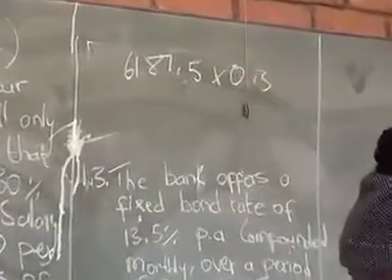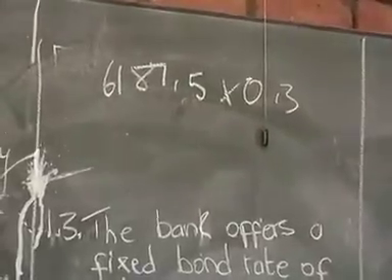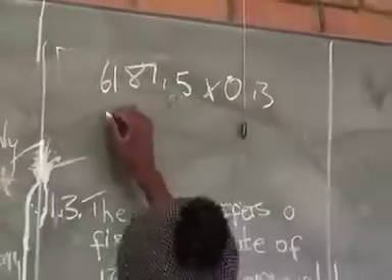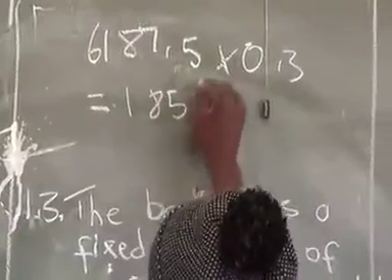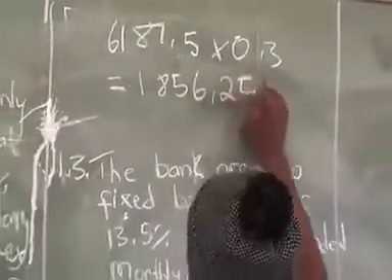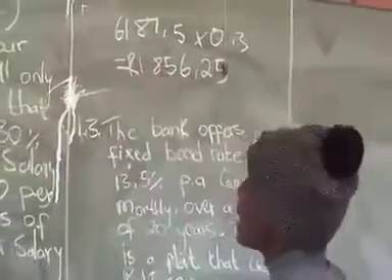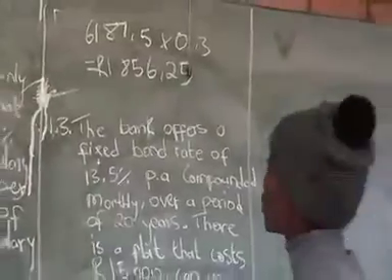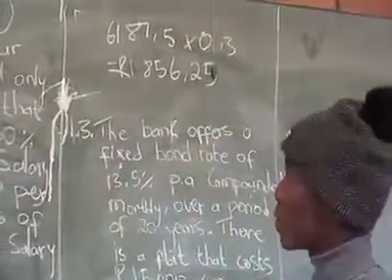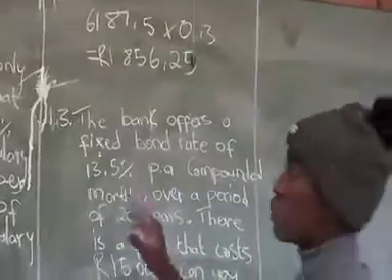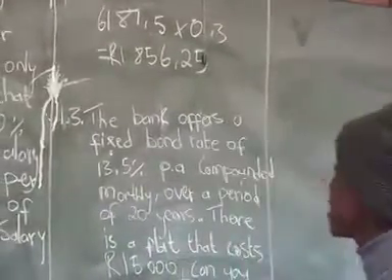Let me calculate this one quickly. The answer is 1,856.25. So that is the maximum amount the bank will allow, since the bank will not allow anything more than 30% of your net salary. So moving to the last question.